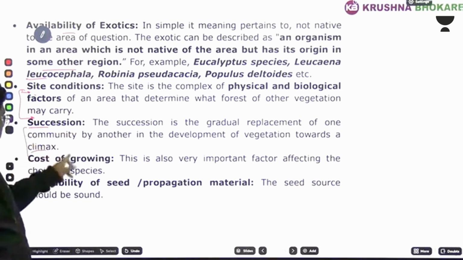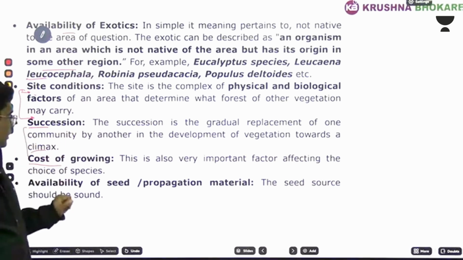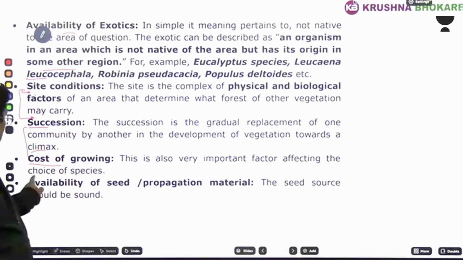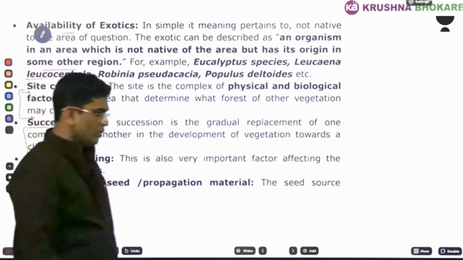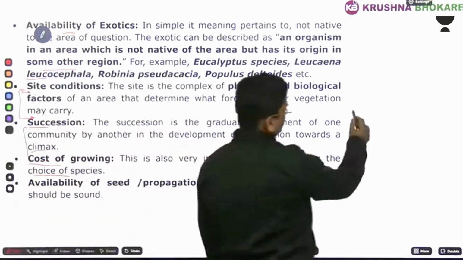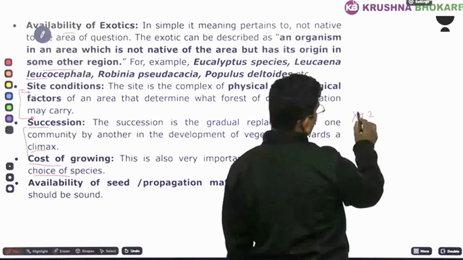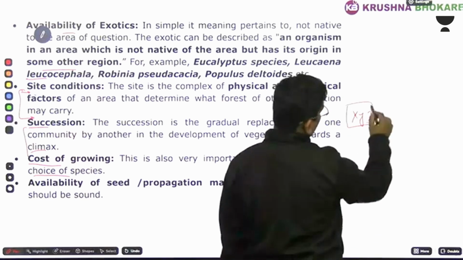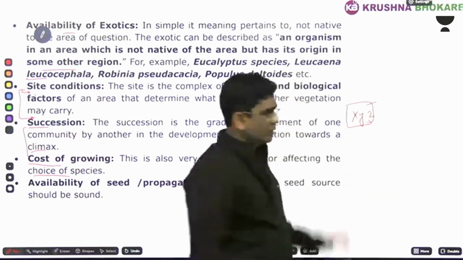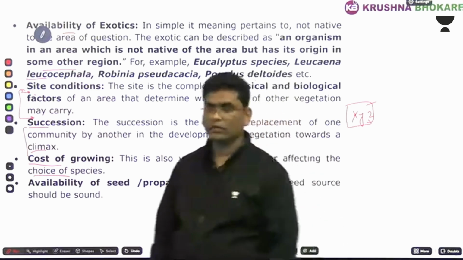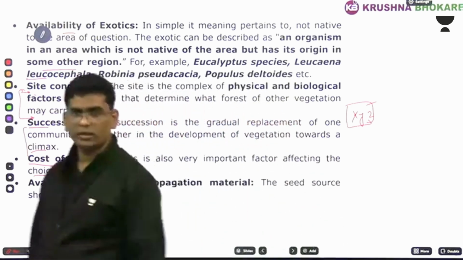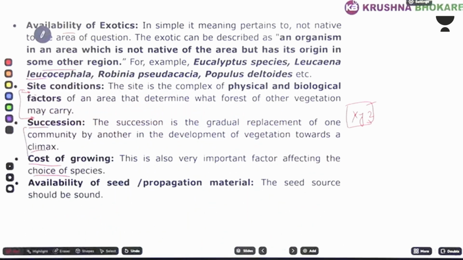You just have to consider succession-related factors. Cost of growing is also an important factor affecting the choice of species. Let's say you want to plant XYZ tree, because you were into tourism and you like that the flowers of this XYZ tree are very beautiful, and you are thinking I will plant 10,000 plants here. But if one plant costs 1 lakh rupees, is it possible? It means cost is also important.